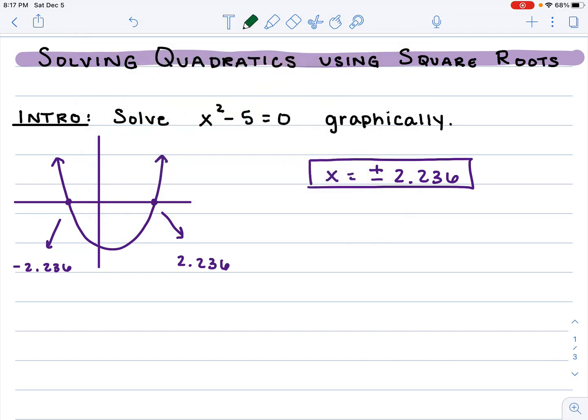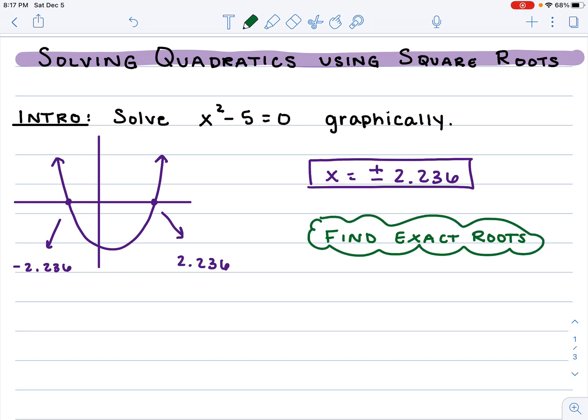So what I want us to do here is I actually want us to find the exact root. So no rounding involved, no stopping those decimals. I want to know what the exact solution would be. To find this, we're going to solve it using those square roots.